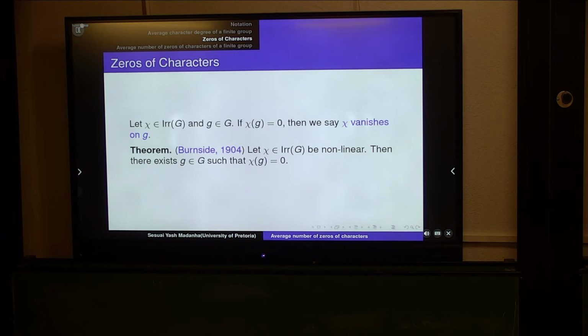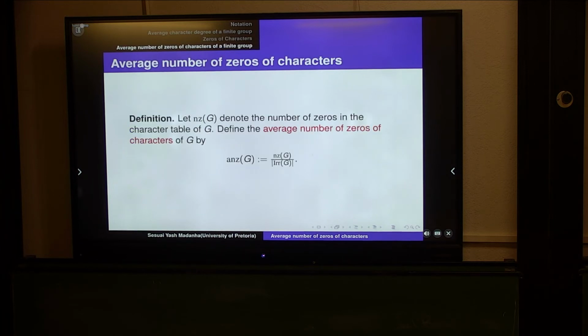And I mean, this has been generalized in many ways. Right, so now we get on to what we want to talk about. I then defined the average number of zeros of characters of a group as the number of zeros that we find in a character table over the number of irreducible characters that you have, right?